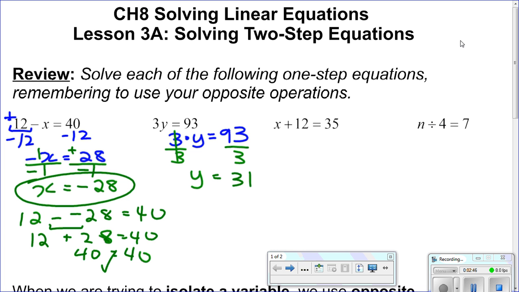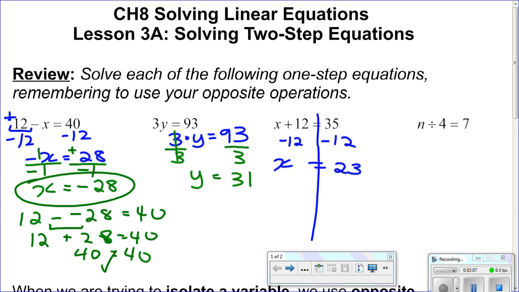Next one, we have x plus 12 equals 35. So x is our variable. It's being added by 12. To isolate it, we need to do the opposite. And whatever we do on one side, we're going to do the same on the other. So then you get x plus 0 equals 35 take away 12, which is 23.